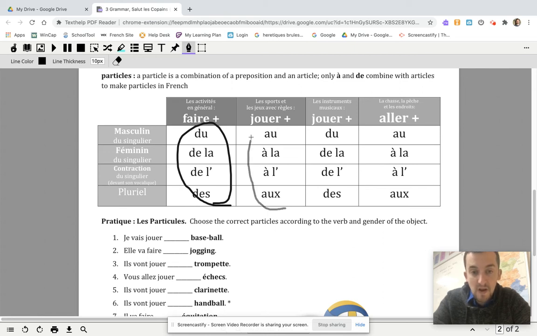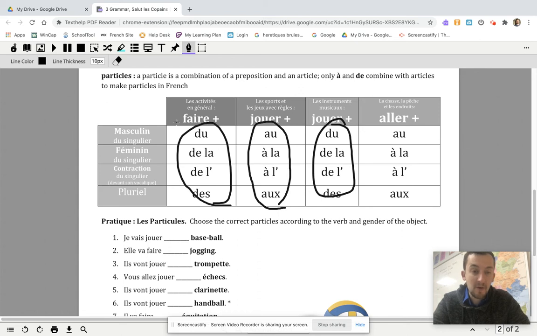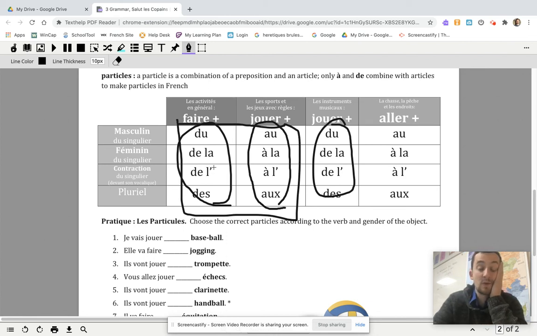The second column is jouer, so that's followed by au, à la, or à plus l'apostrophe, or aux. I shouldn't have said it's always going to be followed by that because it's only if it's a sport or a game with rules. However, jouer can also be followed by de when there's instruments. So you've got the same thing again, but in terms of memorizing the particles, here they are right here. These 8. Cool. But you do have to memorize that the 3 verbs with their 4 different patterns, as in faire de, jouer au, jouer à, jouer de, and aller à. You have to memorize those.